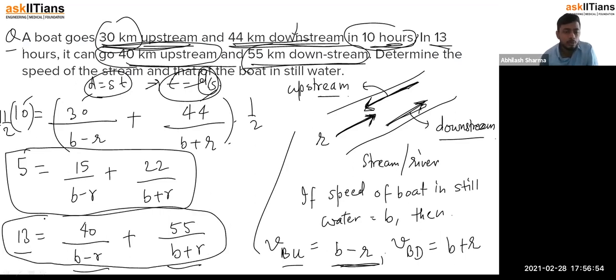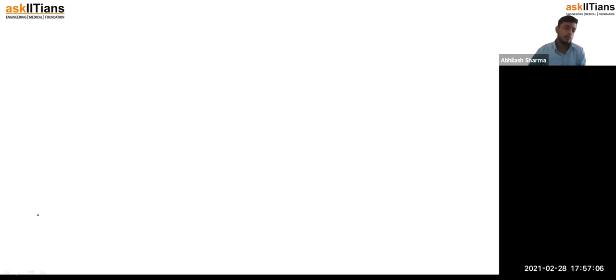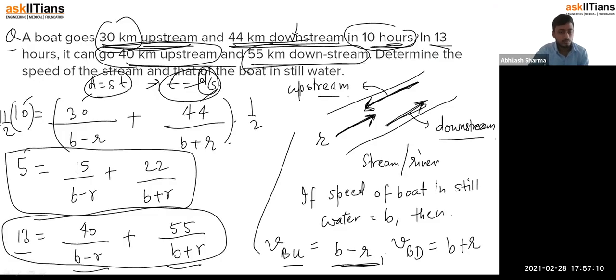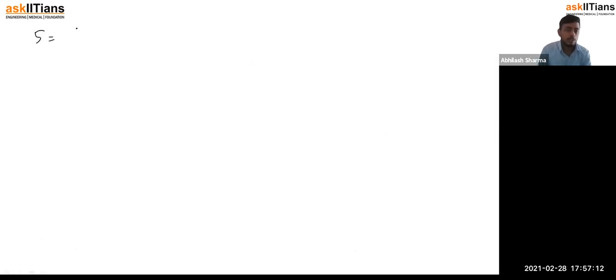Now, how will we solve these two equations? That is the big challenge. Any idea? Okay, let me tell you how we can solve this. We know that this can be written as 5 is equal to 15 into 1 upon b minus r, correct? Plus 22 into 1 upon b plus r, we can write.